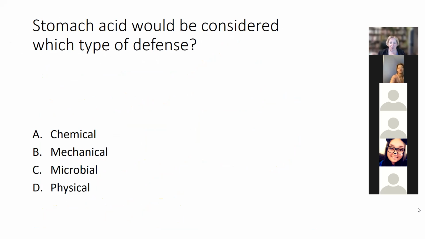I'm going to relaunch this poll. Here would be an indication of where we didn't talk about this, but you take what you know and apply it. Stomach acid would be considered chemical, mechanical, microbial, or physical. We've got some good early voting. We just hit 50%. We're almost to 70%. We just passed 70%. Very good. We're coming up on 100%. We're almost there.